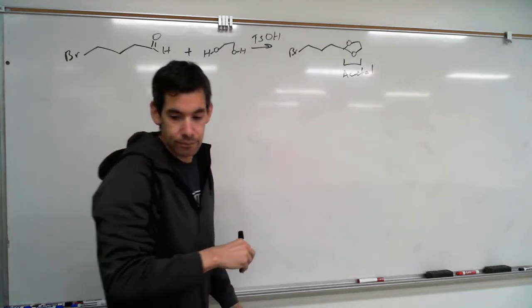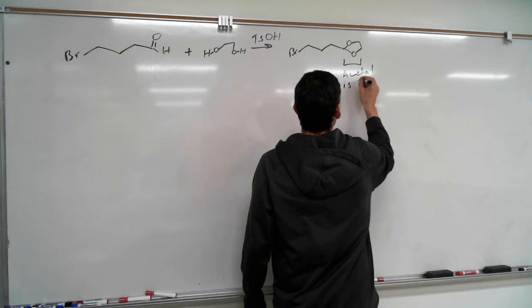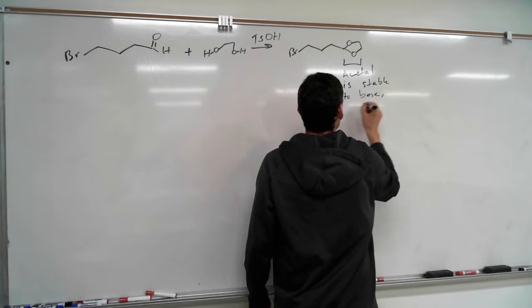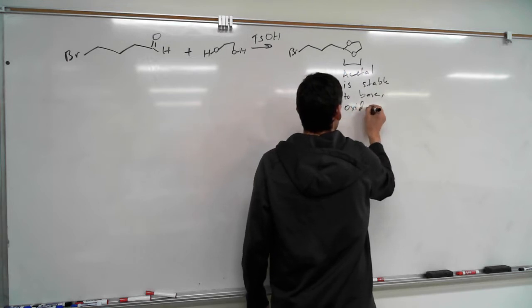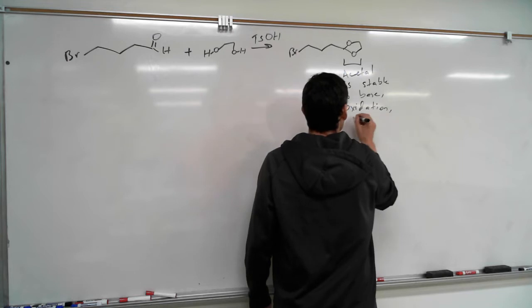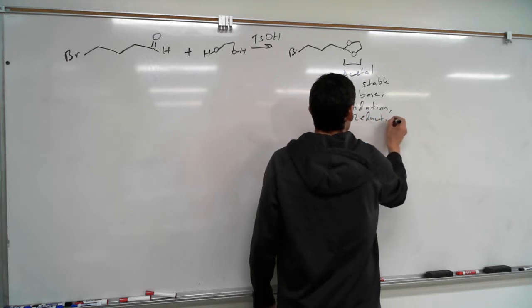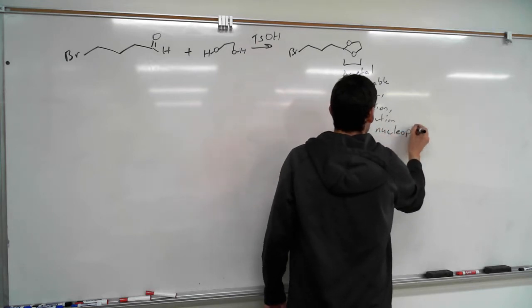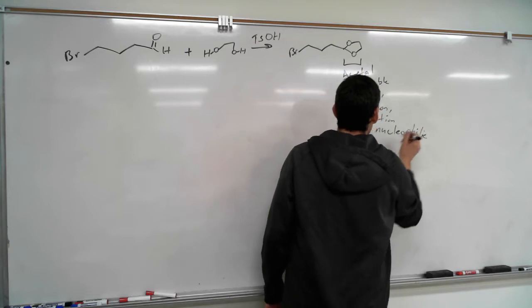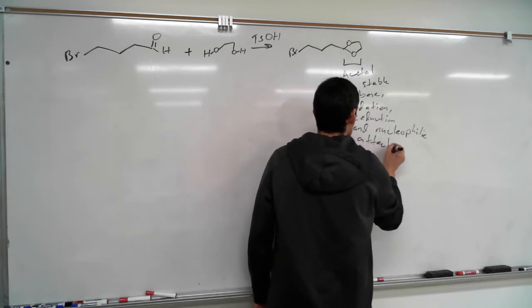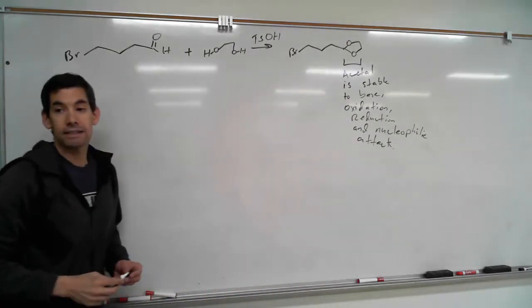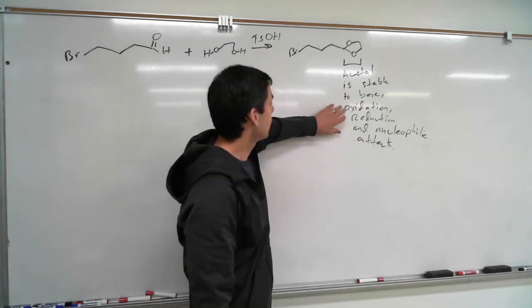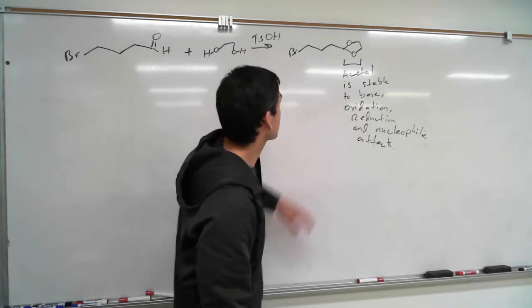Once we make this group here, the acetal is stable to base, oxidation, reduction, and nucleophilic attack. So once we form the acetal, it's going to be stable to all these conditions. I can't react it with the base, it can't be reduced or oxidized, and we can't do nucleophilic attack, right?